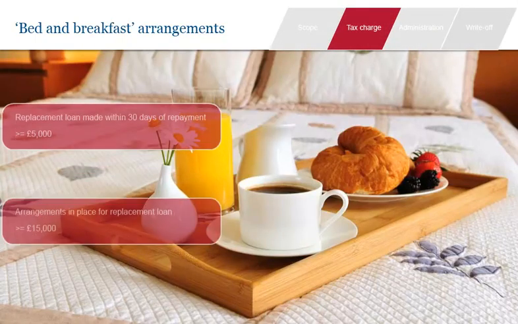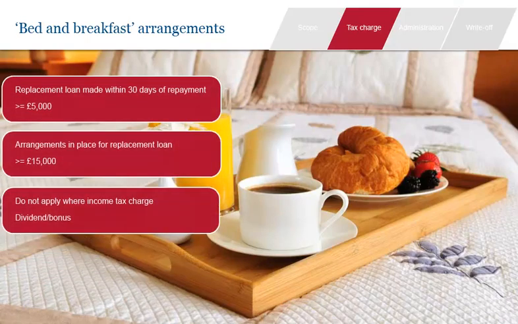I mentioned earlier that not all repayments are treated equally. Provisions are in place to stop arrangements whereby a person repays his or her loan, thus avoiding or reducing a tax charge for the company, only for a replacement loan to be made. Such arrangements are commonly referred to as bed and breakfast arrangements. There are 2 restrictions. The first applies where a replacement loan is made within 30 days of the repayment, and the second where, at the time the repayment is made, arrangements are in place for a new loan to be made in the future. Both are subject to a de minimis amount as shown on the slide.